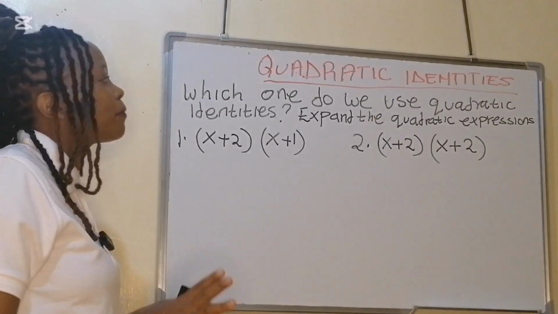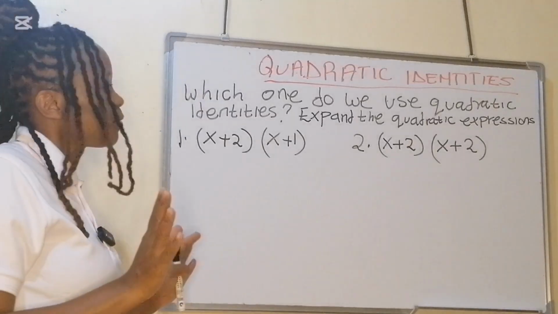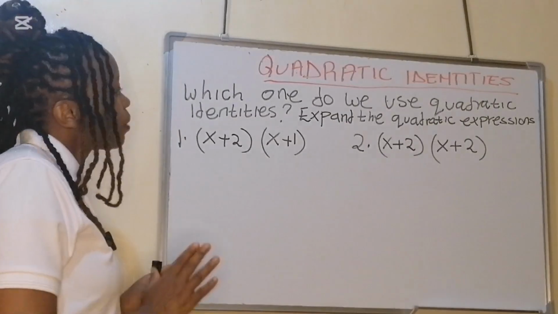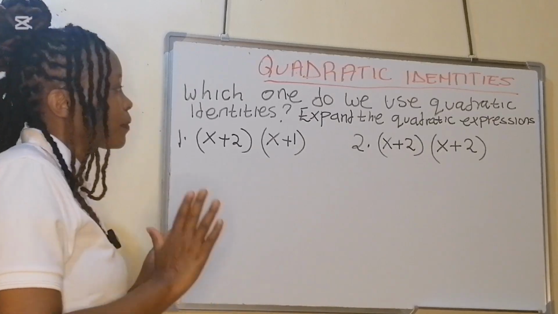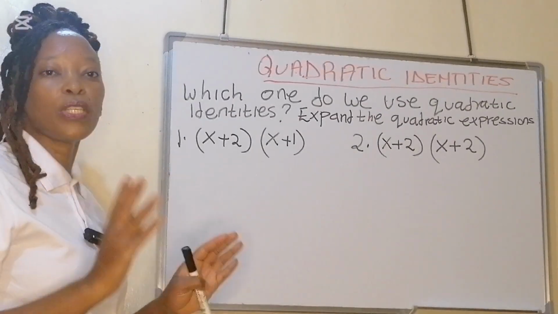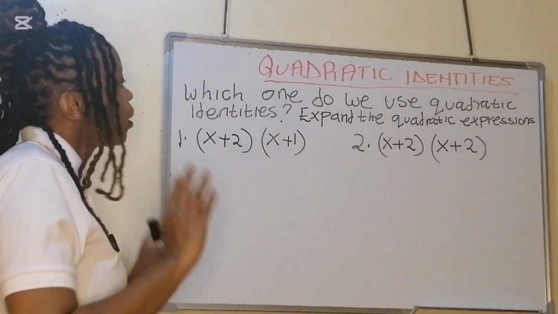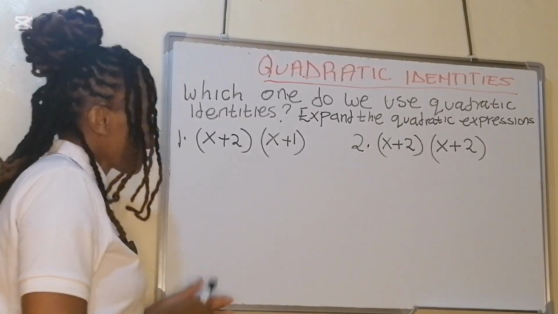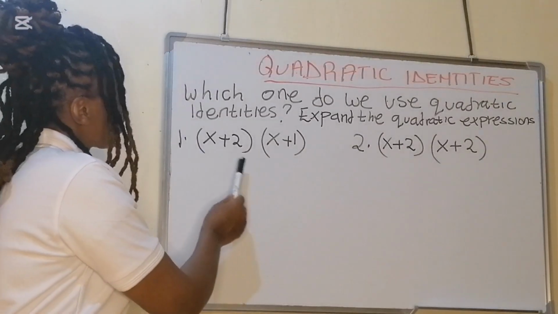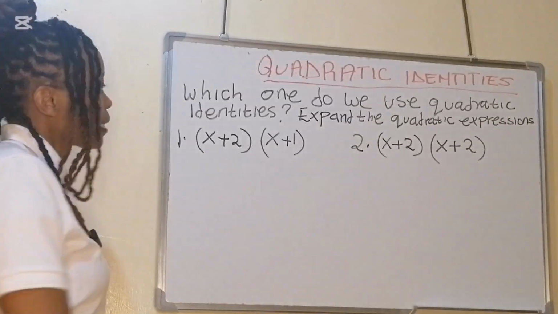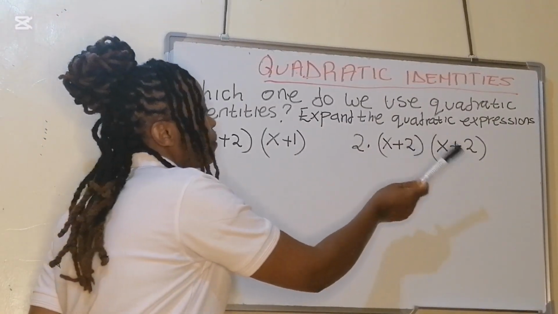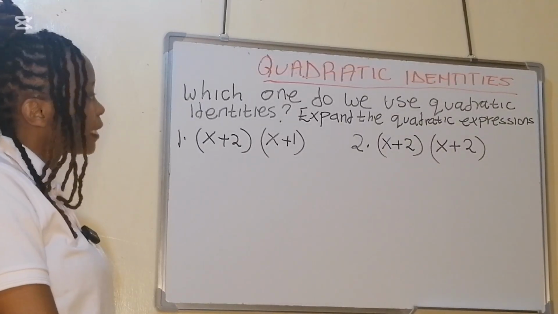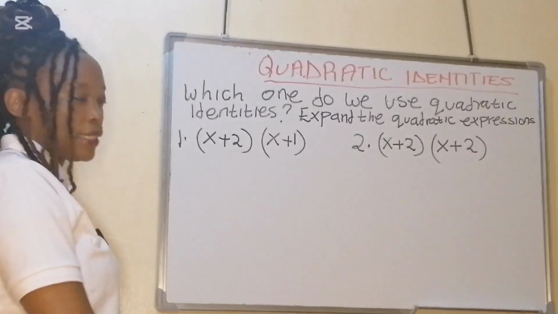You will waste your time. You will just waste your energy for nothing. So it's good for you to identify which quadratic expression to use quadratic identity on, and which one not to. Okay? So we have the first one, x plus 2 and x plus 1. The second one, we have x plus 2 times x plus 2. Which one do we use quadratic identity on, and which one not?